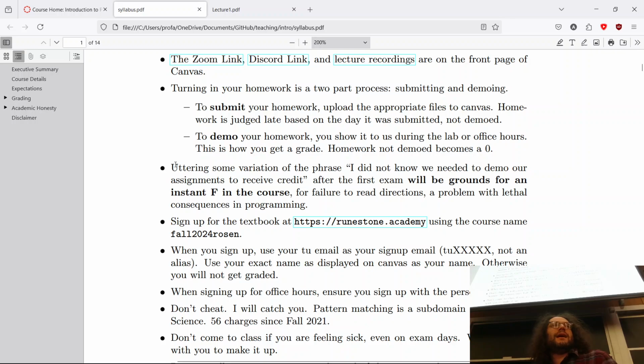This is one of the few ways you have to automatically fail the course, which is if you utter some variation of the phrase, "I did not know we needed to demo our assignments to receive credit after the first exam," that is an instant zero in this course. I used to have people say that to me all the time. And ever since I put this in, nobody said it. It's amazing how that works, right? Because you got to learn how to follow directions in programming.